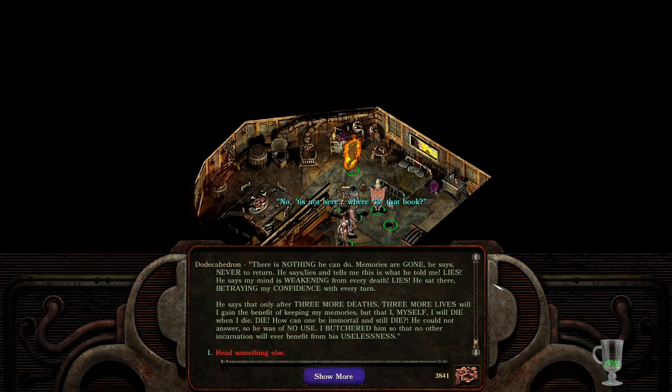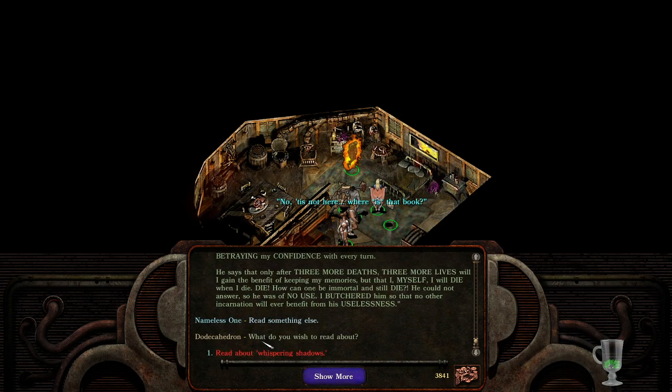There is nothing he can do. Memories are gone. He says never to return. He says lies. He says lies and tells me this is what he told me. Lies. He says my mind is weakening from every death. Lies. He sat there betraying my confidence with every turn. He says that only after 3 more deaths, 3 more lives, will I gain the benefit of keeping my memories. But that I, myself, I will die when I die. Die. How can one be immortal and still die? He could not answer, so he was of no use. I butchered him, so that no other incarnation will ever benefit from his uselessness. What the fuck?